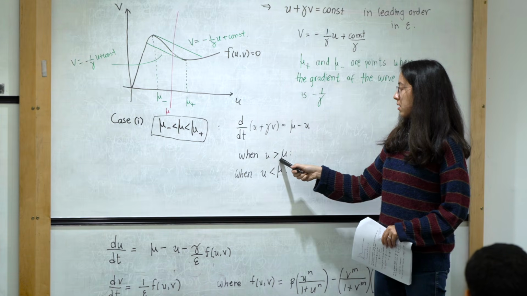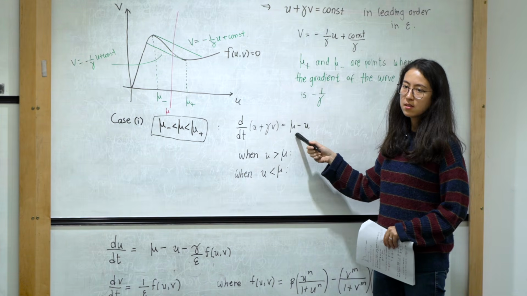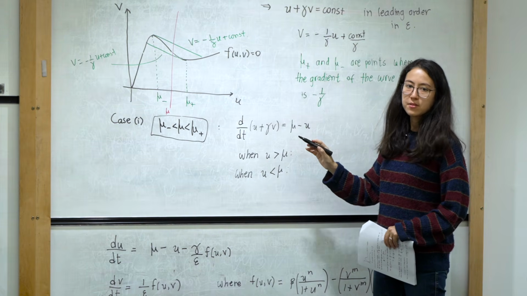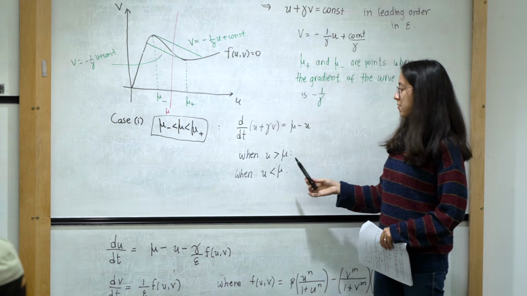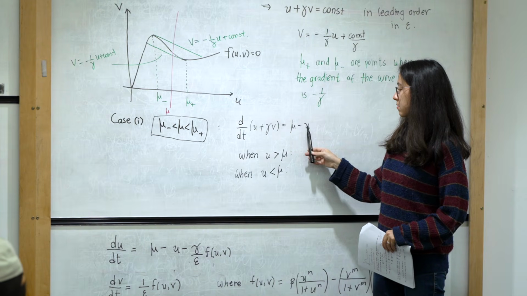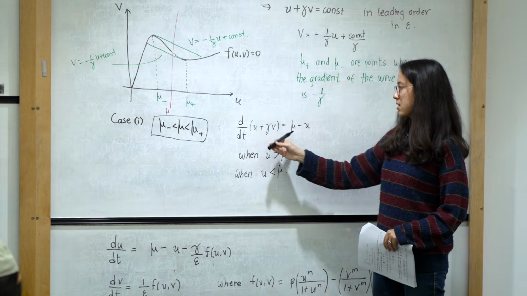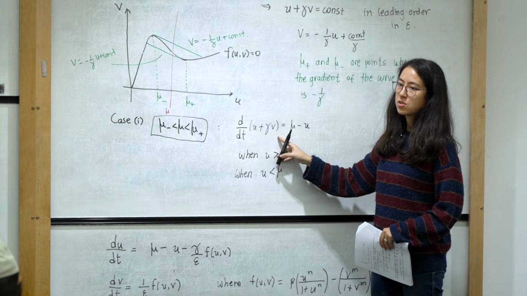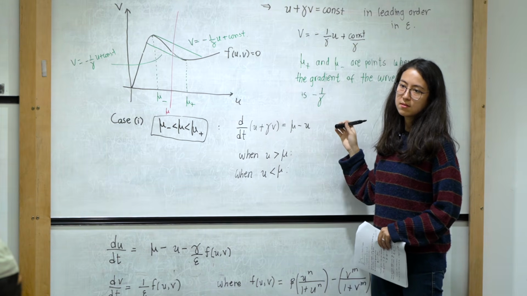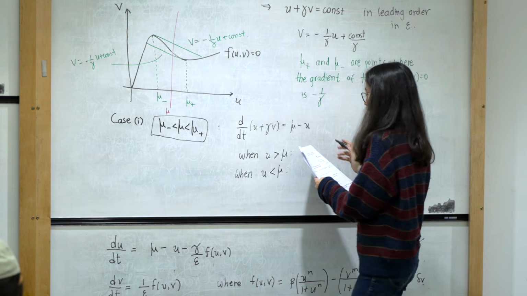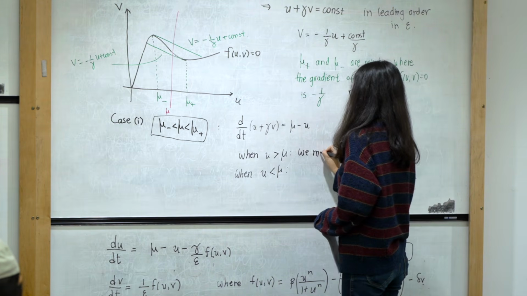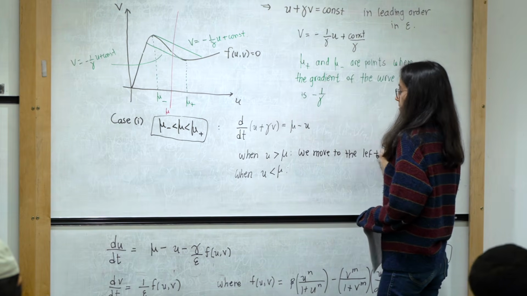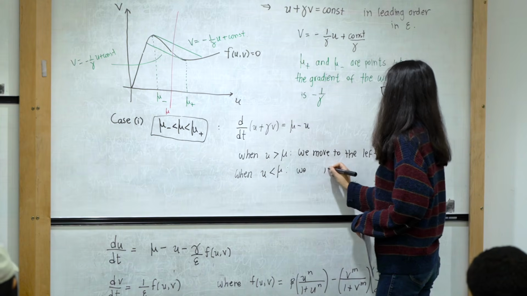So if u is bigger than mu, this will be negative, right? So I'm moving to the left. Does that make sense? If this is less than mu, then this is positive now. It means this is positive, therefore this is increasing. So I'm going to be going to the right. Yes? Okay, so we move to the left, and then if we are less than mu, we move to the right.